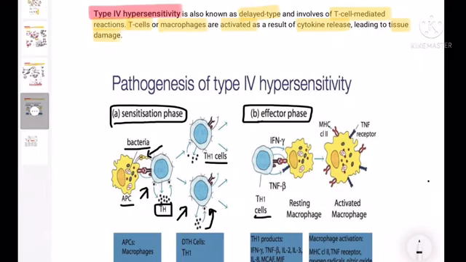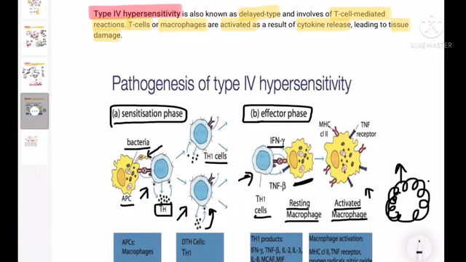And now the T cells release interferon gamma and tumor necrosis factor beta. They act on the macrophage. Now the resting macrophage will become the activated macrophage, and these T cells as well as the activated macrophages increase the response and cause a local inflammation along with the formation of giant cell granuloma.